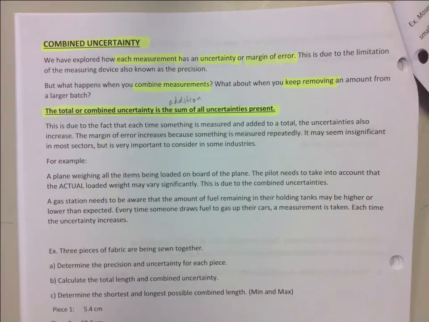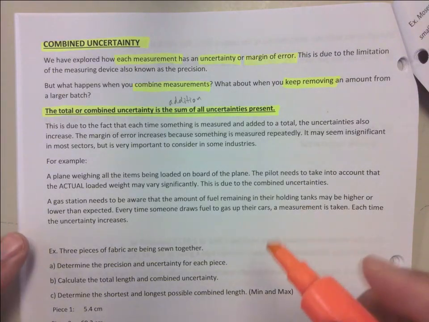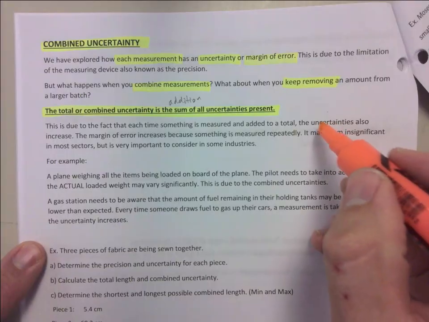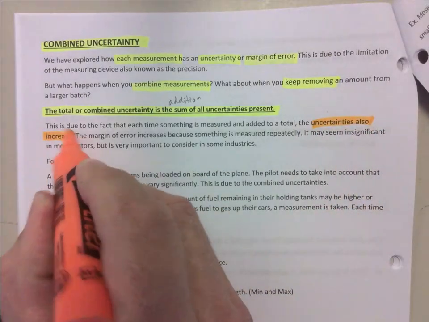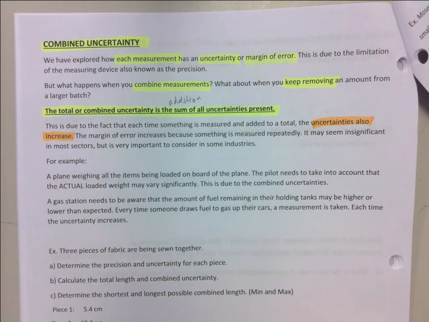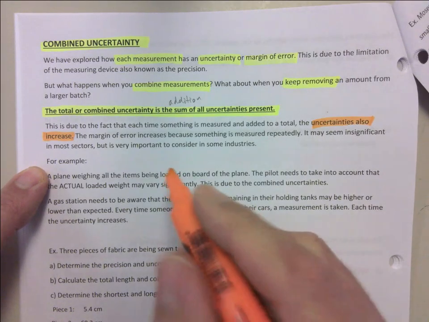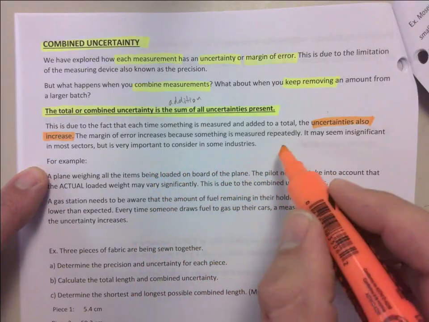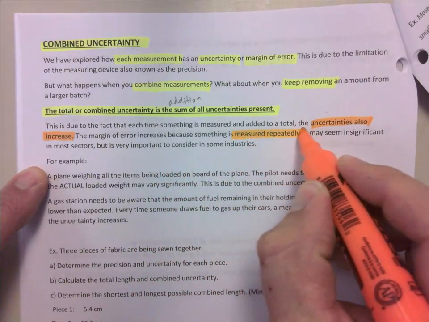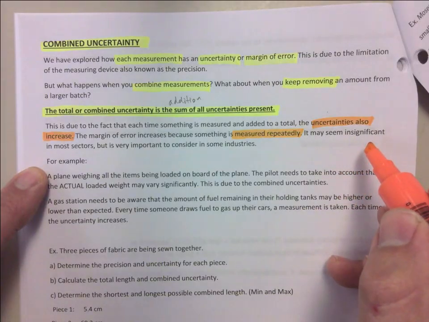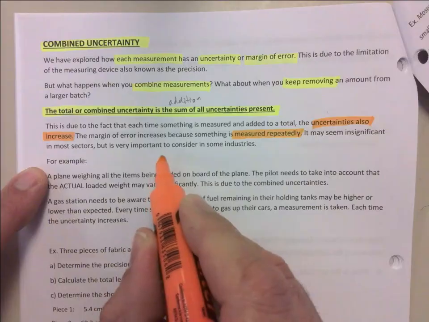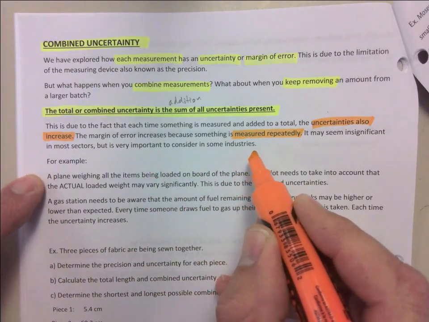This is due to the fact that something is measured and added to the total. The uncertainties also increase. The more you measure something and keep adding it to a pile, the uncertainty actually increases as well. The margin of error increases because something is measured repeatedly. It can seem insignificant in most sectors, but it is very important to consider in some industries.